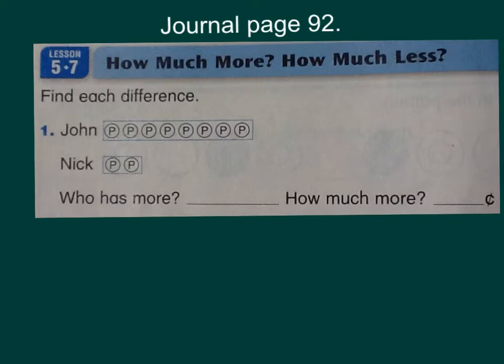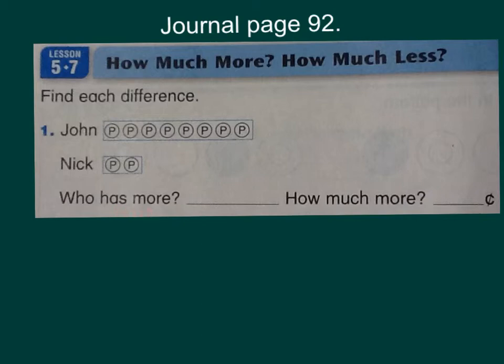Okay, boys and girls, now we're going to do some of this work on our own. We're going to take a look at journal page 92. So right now, get your journal out, and I want you to open up to page 92. In this one, they're asking us again to find each difference. And instead of giving you a story, they've just gone ahead and told you the 2 names. So in number 1 here, we have John and Nick. And they showed us some pennies. And we can count, and then they ask us the same 2 questions.